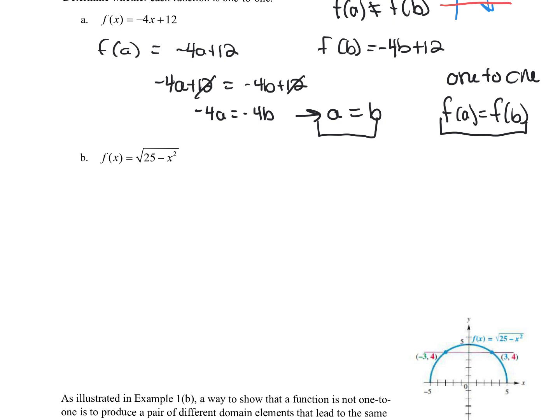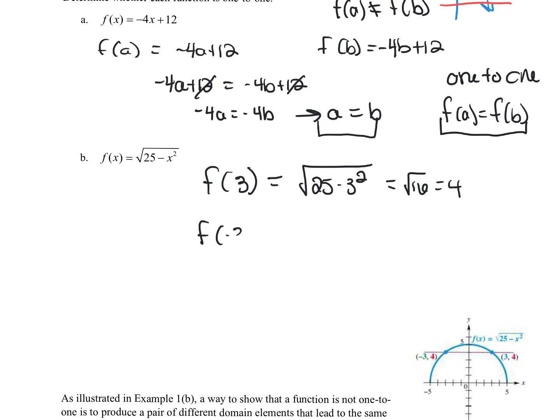So let's do another example. So the next one is not 1-to-1, and I can tell you that off the bat by looking at that x squared term. So for example, if I do, let's say, f of 3, that's going to get square root of 25 minus 3 squared. 25 minus 3 squared is 25 minus 9, which is the square root of 16. The square root of 16 is 4.